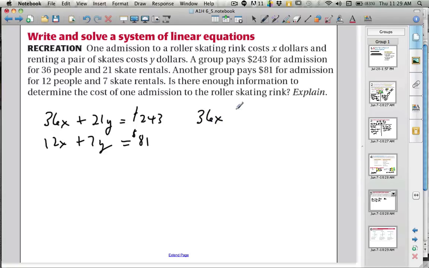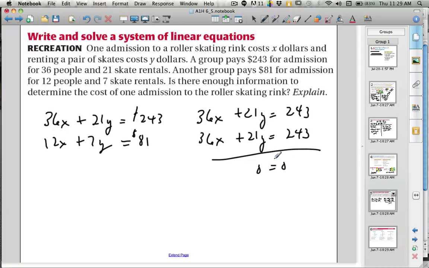So 36x plus 21y equals 243, and 36x plus 21y equals 3 times 81, which is also 243. I get 0 equals 0. So there's not enough information. What I get is there's an infinite number of solutions for this x and y. These two are modeling an identical situation essentially. So I cannot solve this. So not enough information is the answer.